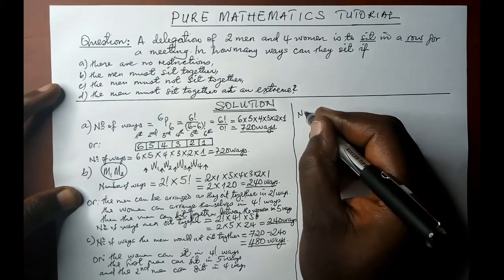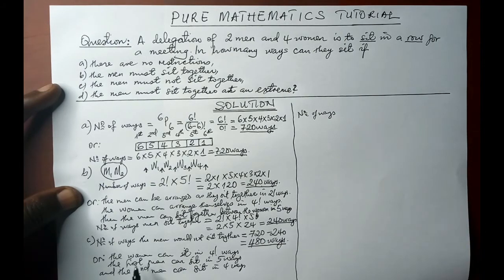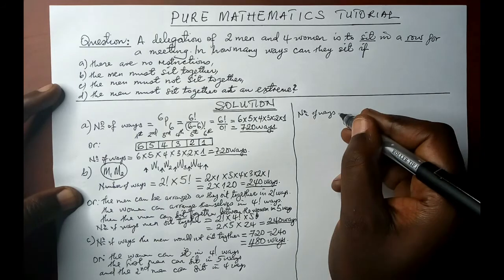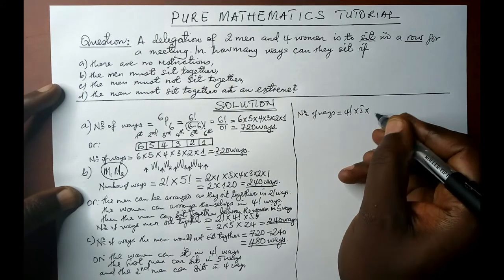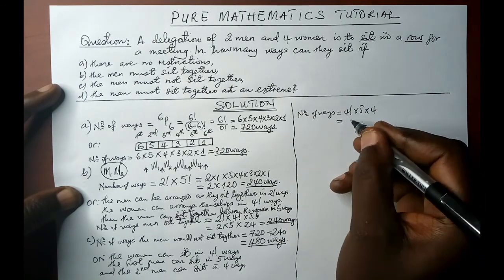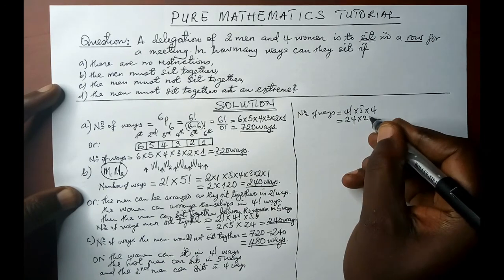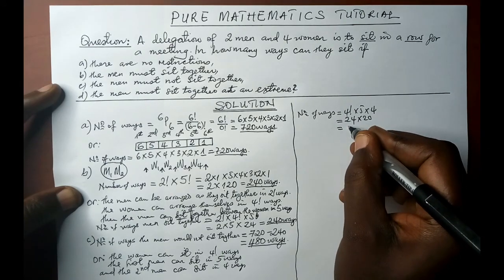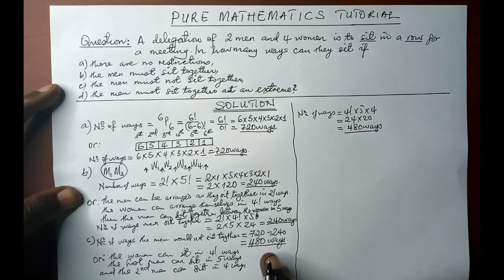Again, you can see that the options here are linked by the word and. The women can sit in 4 factorial ways, and the first man can sit in 5 ways, and then the second man can sit in 4 ways. So multiply the options again to have 4 factorial times 5 times 4. That gives 4 factorial, which is 24, times 20, which still gives you 480 ways as before.